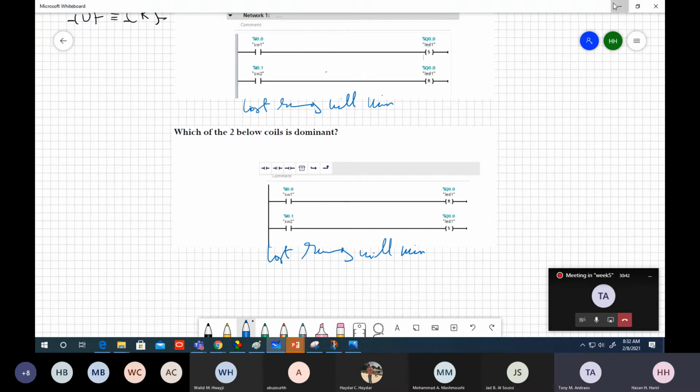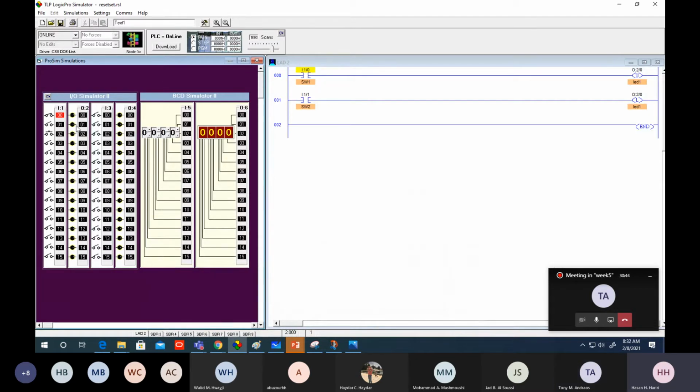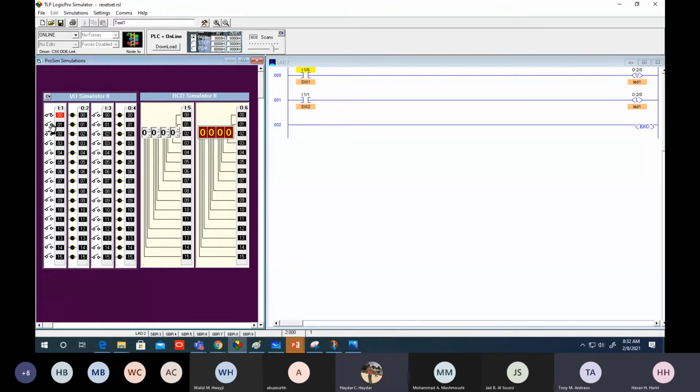Okay, so now I have first unlatch then latch. If I turn on switch 2, what will happen? It will turn on. Very nice. So even if my switch 1 is on, I am telling my LED 1 to be unlatched, but it doesn't. It follows the instruction from switch 2. So that's why switch 2 will rank.